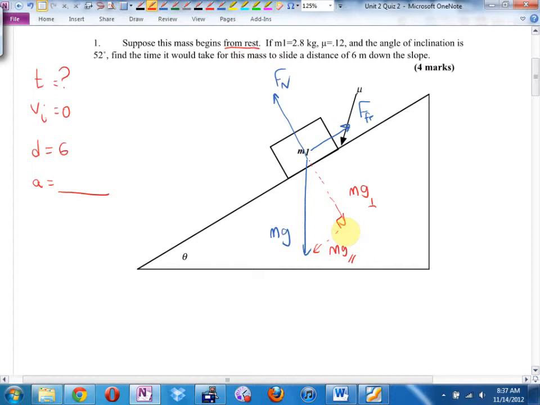All right. Graydon already said, hey, you're sliding down the hill, Mr. Dewick. So who's winning? My equation is going to look like this. mg parallel minus friction equals ma. By the way, what if this was sliding up the hill?